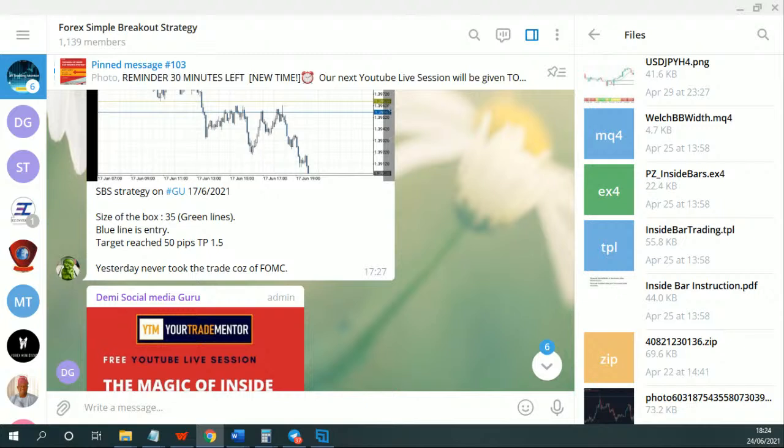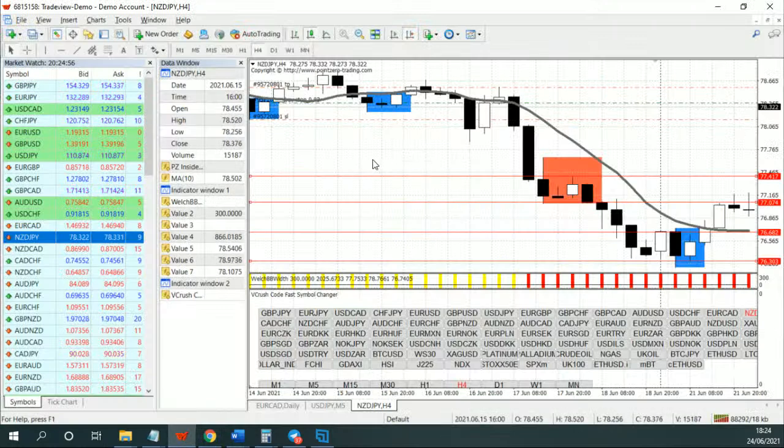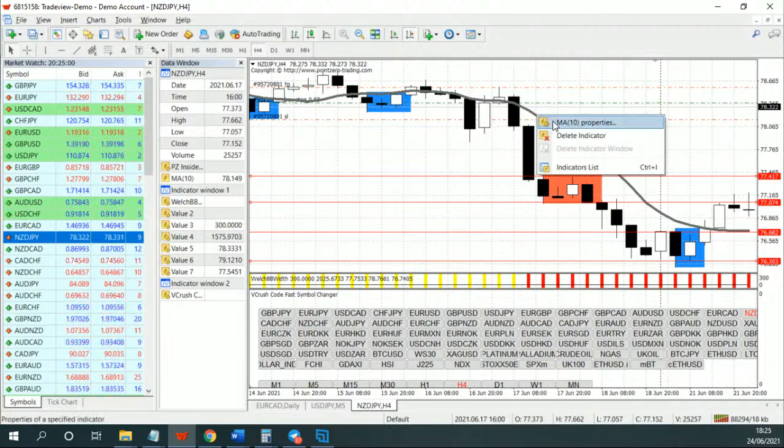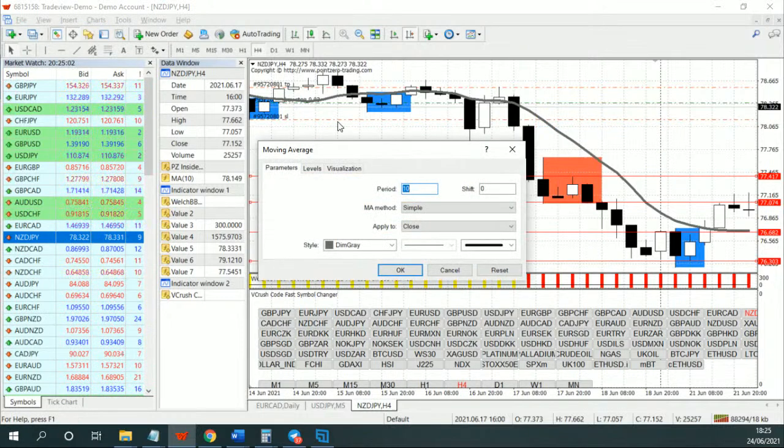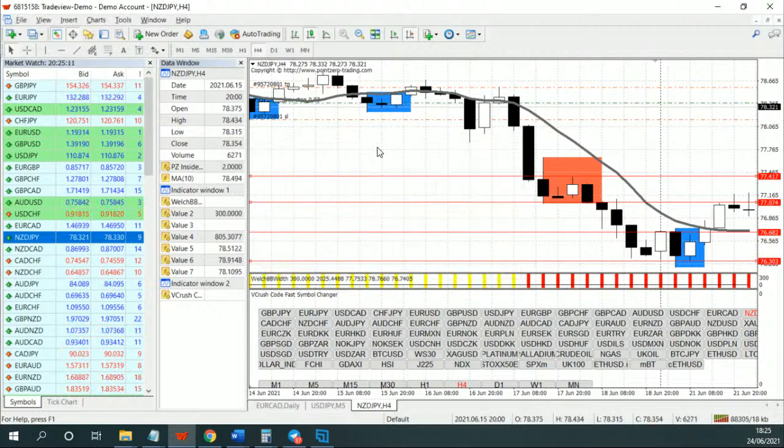What number are you using for moving average? Good question. Let's go back to the charts. The moving average is actually 10, but let me show you so that you can see it for yourself. You can see the moving average is 10 and it's a simple moving average.